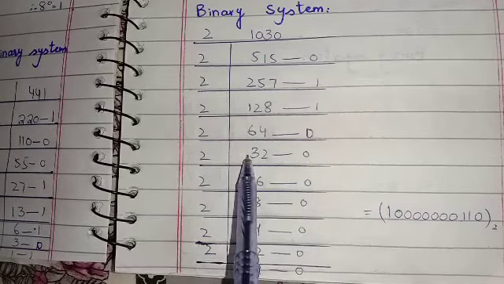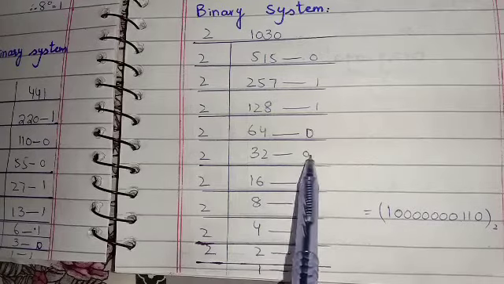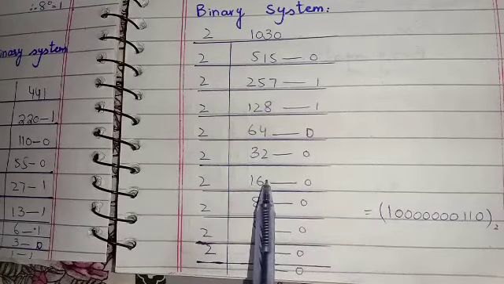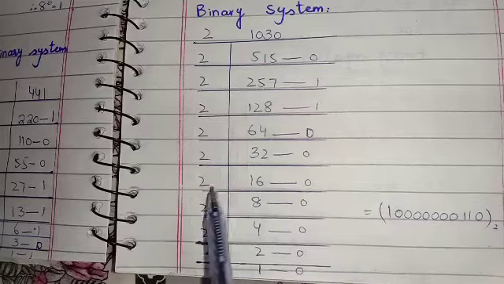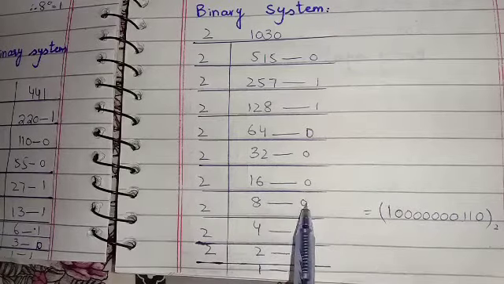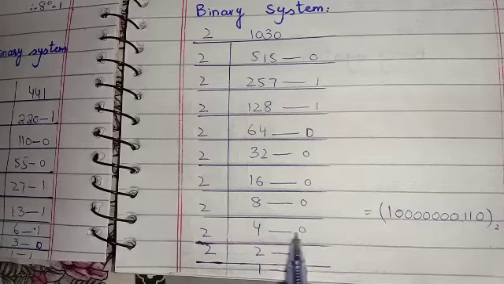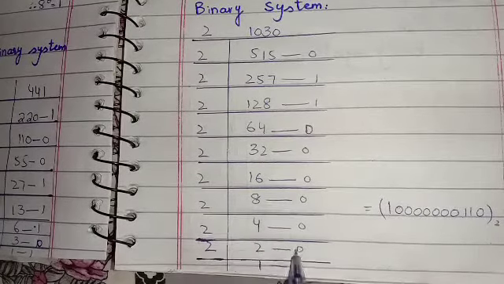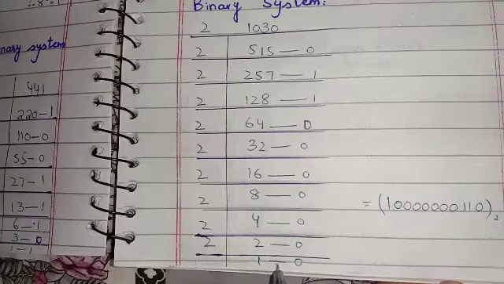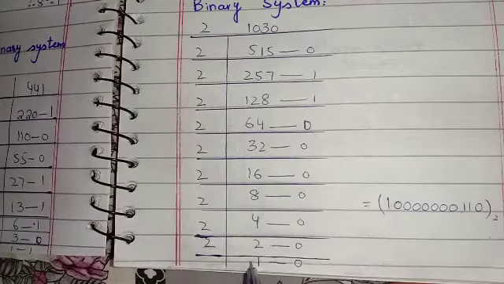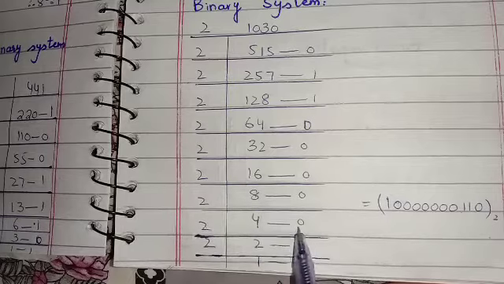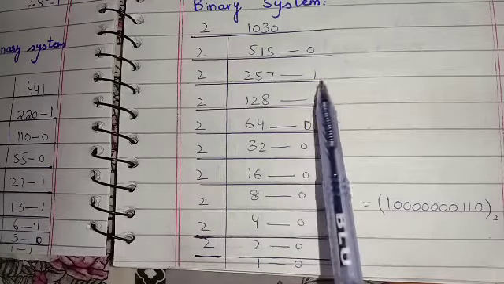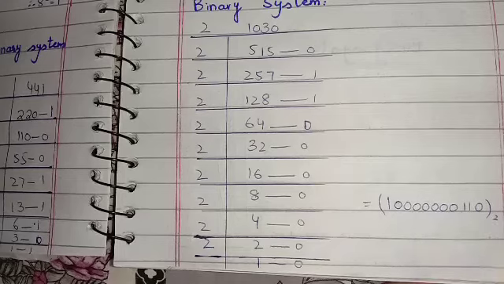2 3s are 6, 2 2s are 4, we will write 0 here. 2 1s are 2, 2 6 are 12, there is nothing remainder, so we will write 0 here. 2 8s are 16 and 0 here. 2 4s are 8, there is no remainder, we will write 0 here. 2 2s are 4, there is nothing remainder, so we will write 0 here. 2 1s are 2 and 0 here. Now we will write our answer starting from here: 10000000110 with base 2. Let's move towards our conversion the decimal number into base 5.